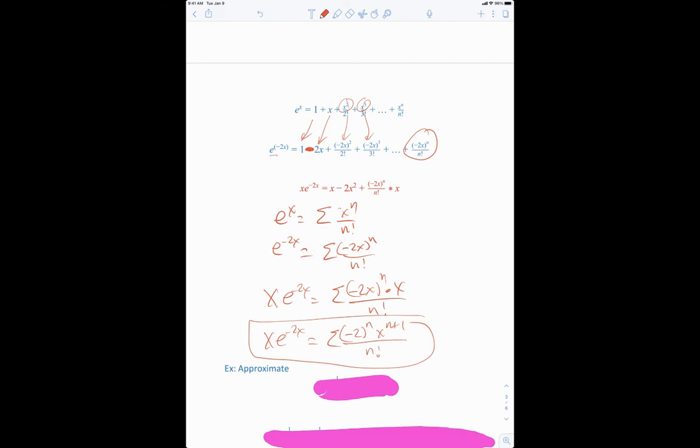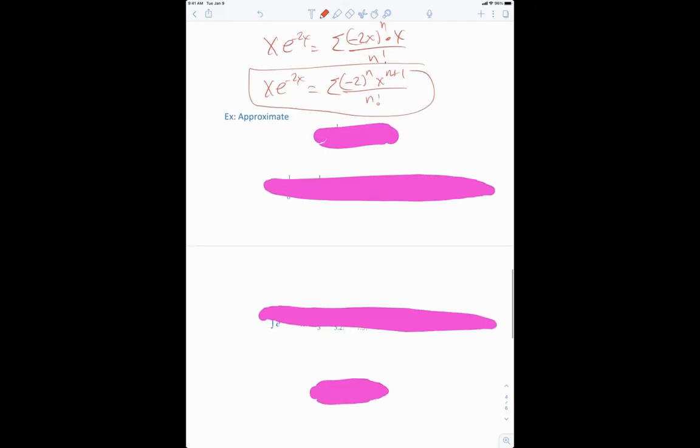You can also use power series to approximate. So last thing, I promise. Let's say I want to approximate, let me rewrite this, the integral from 0 to 1 of e to the negative x squared. Let's say I want to approximate that. I can just use a power series to approximate that.